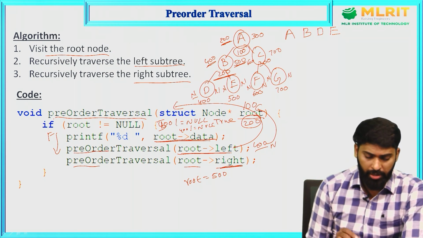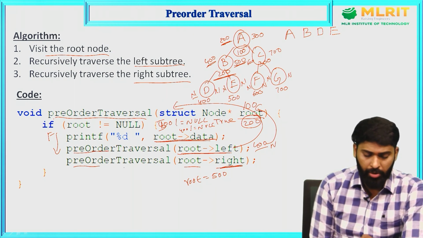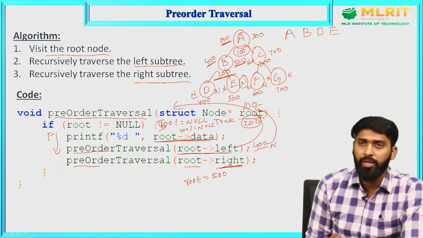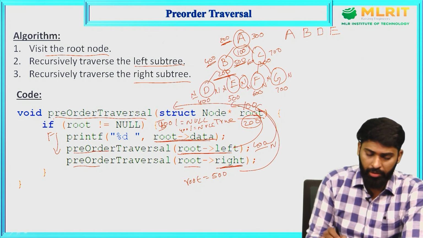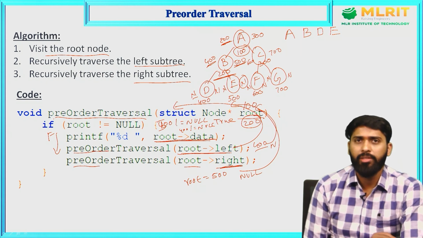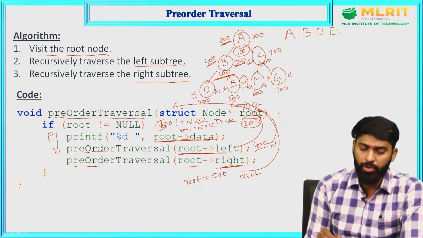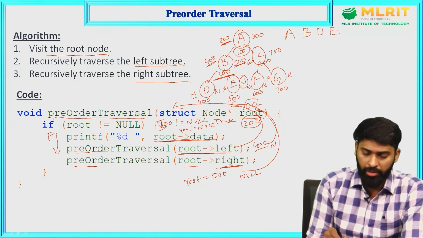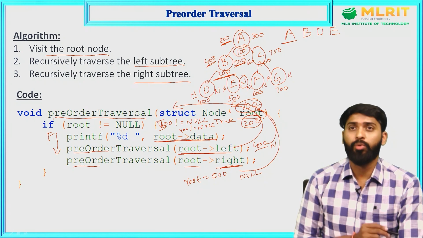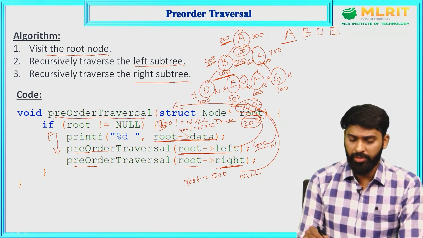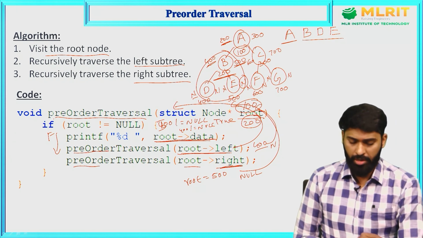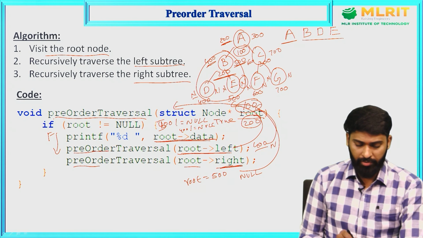In the next call, again we call the same function pre-order traversal with root arrow right. If you observe, 500 arrow right is null. Again the same function is called with null. Null not equals to null, false. Now, again we move to the previous call. Now, the root will be 100. If you observe, first we visit the root node, then we visit all the nodes present in the left subtree. Now, again we call pre-order traversal with root arrow right.